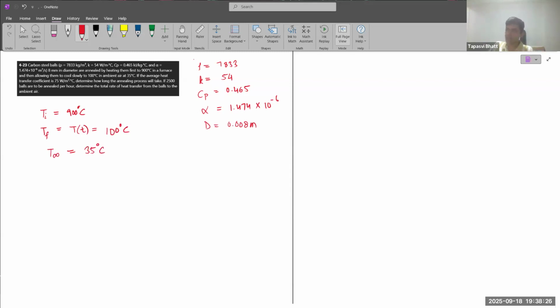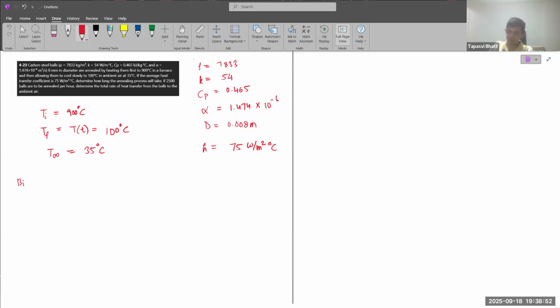Okay, we have h as well, 75 watt over meter square degree Celsius. So we have everything. This is a very, very straightforward problem. Determine how long the annealing process will take. First of all, let's check whether the lumped capacity model is applicable here or not.